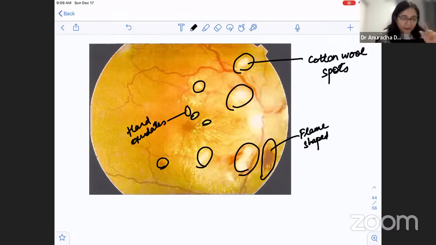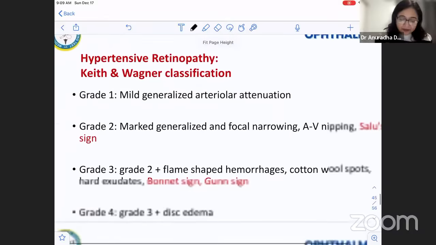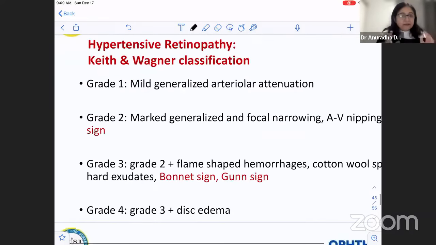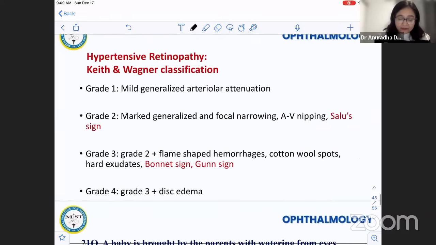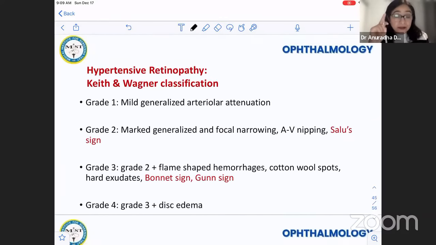The Keith Wagner classification divides into 4 grades. Grade one is when, because in hypertensive retinopathy, you have to remember that the changes are in the arterioles. Hypertension causes thickening of the arteriolar wall in the body. Because of that, the lumen becomes attenuated. That is what happens. So grade one is when there is only mild arteriolar attenuation.